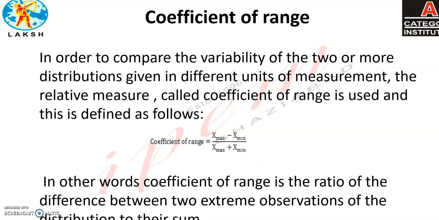Next is coefficient of range. In order to compare the variability of the two or more distributions given in different units of measurement, the relative measure called coefficient of range is used and is defined as coefficient of range is equal to x maximum minus x minimum divided by x maximum plus x minimum. In other words, coefficient of range is the ratio of the difference between two extreme observations to their sum, right?